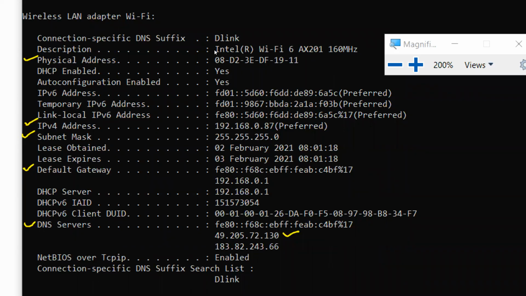Don't write down the MAC address. Only don't write this one. This one is not required. These IP addresses are not required. Only write down the names only. For every device: IP address, subnet mask, default gateway, and preferred DNS and alternate DNS.